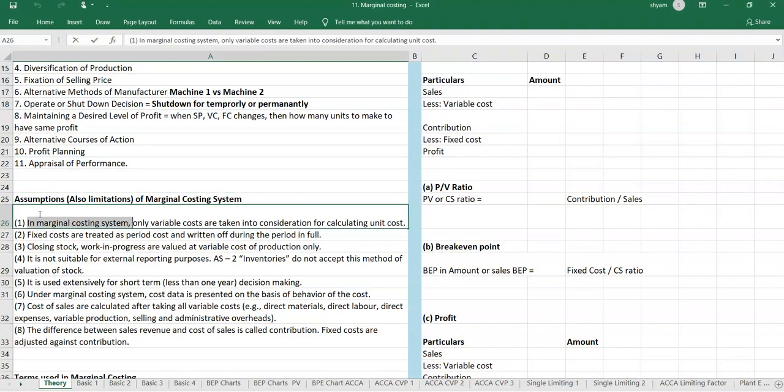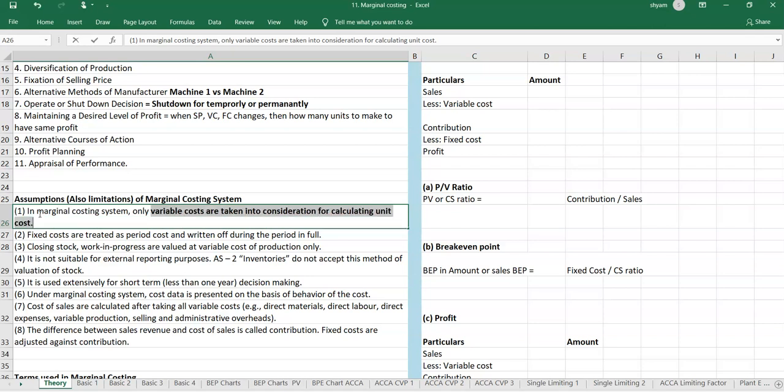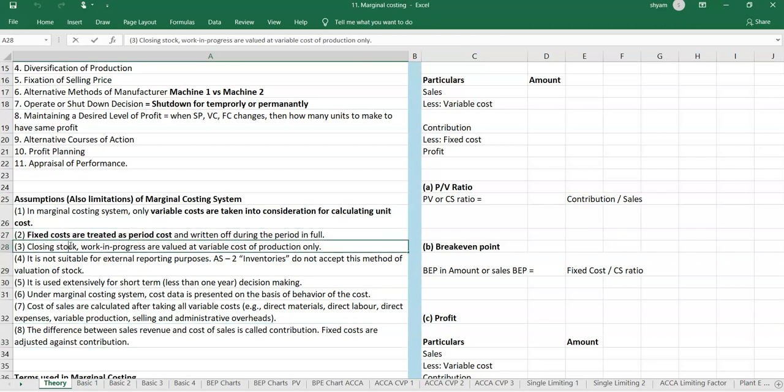In the marginal costing system, only variable costs are taken into consideration for calculating unit cost. So the variable cost number is a very important number. Fixed cost is not such an important number in marginal costing. Fixed costs are period costs and are written off over the period. Okay, so usually fixed cost is not such an important number. I think the third point we leave it. It's not that important. Okay, fourth point we leave, and fifth point.